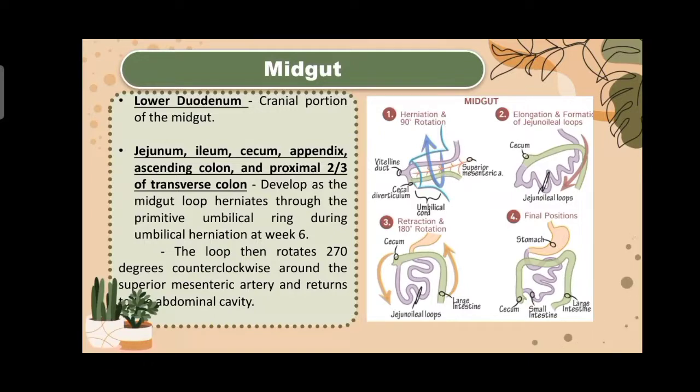Cecum and appendix begin as a diverticulum around the 6th week. The unequal cecum growth leaves the appendix medial to the cecum.